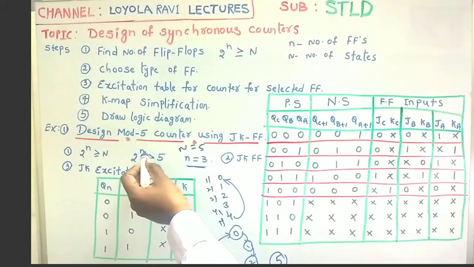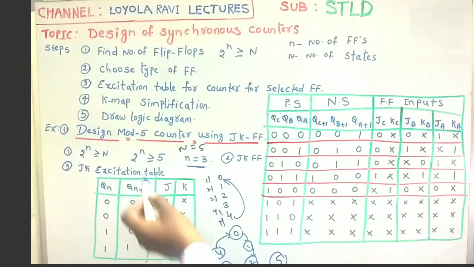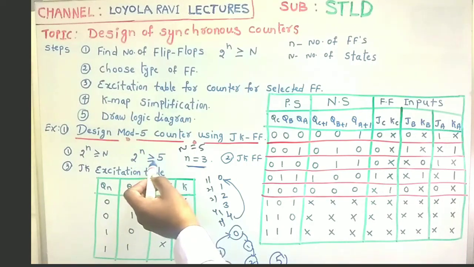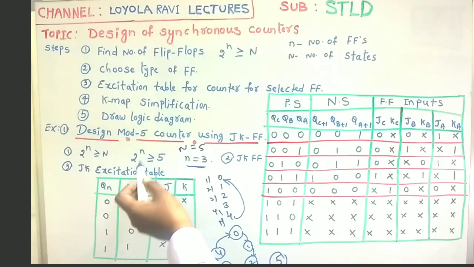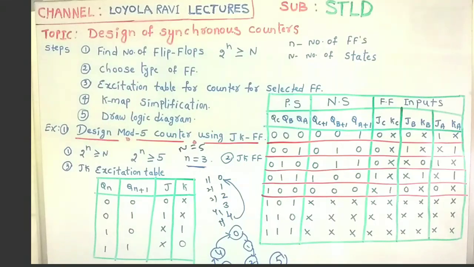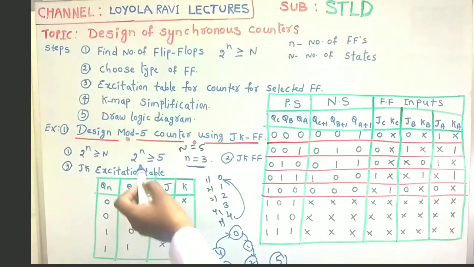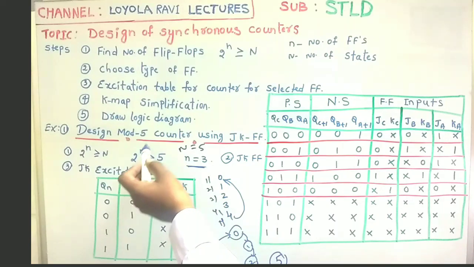Then substitute n equal to 2. 2 power 2 is 4. Is 4 greater than or equal to 5? 4 is not greater than 5 and not equal to 5. So the n value is not 2. Then take 3. So 2 power 3 is 8.